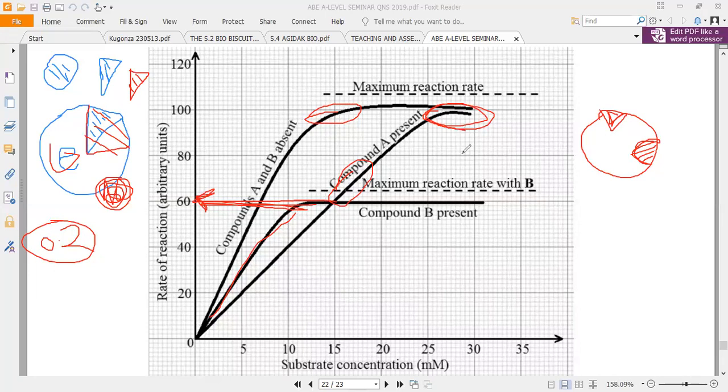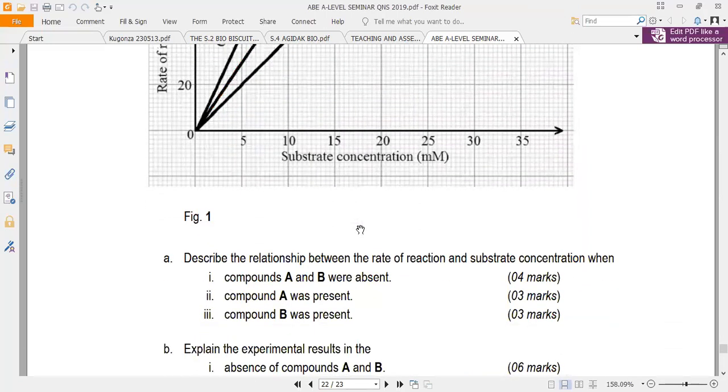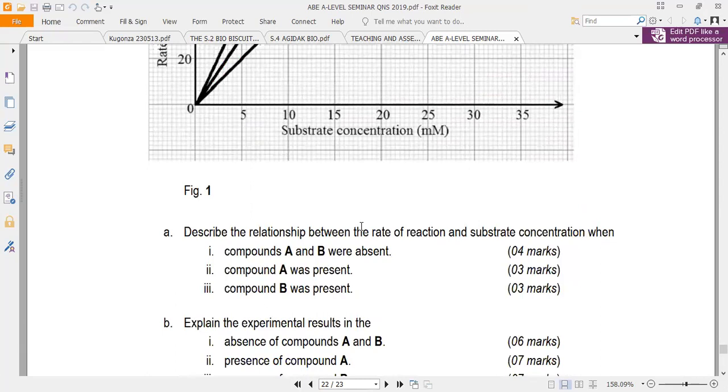Okay. So now, from that little knowledge, I think we now all have an idea on this question. Now, if there are things we have talked about that you have forgotten, then you have to go to the notes and revise. Now, to our question. Question number one. Describe the relationship between the rate of reaction and substrate concentration when compounds A and B were absent. Now I'm only entertaining answers. Bias is saying as the product increases, it accumulates and stops its own production. I think this is how it acts as negative feedback. Yes.